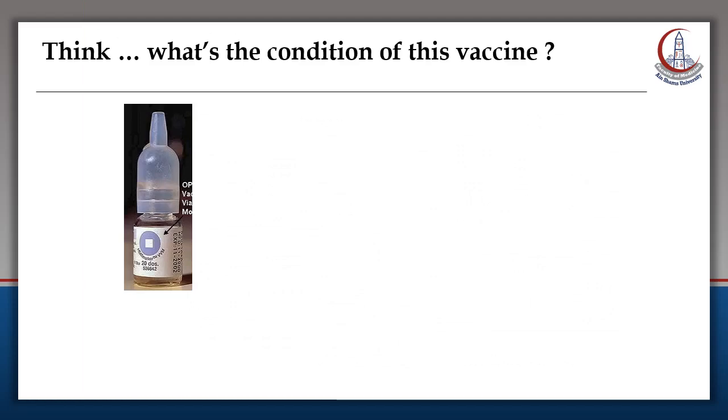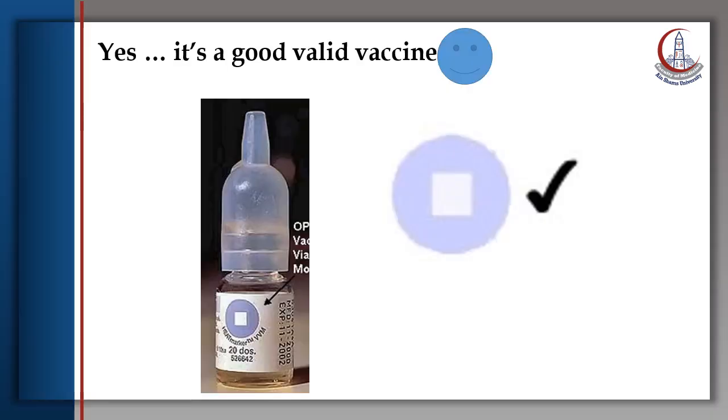Think, what is the condition of this vaccine? Yes, this vaccine is in good condition. This vaccine is good and valid and can be used. How do we know? By looking at this square area. It is lighter than the surrounding circle, so it can be used.